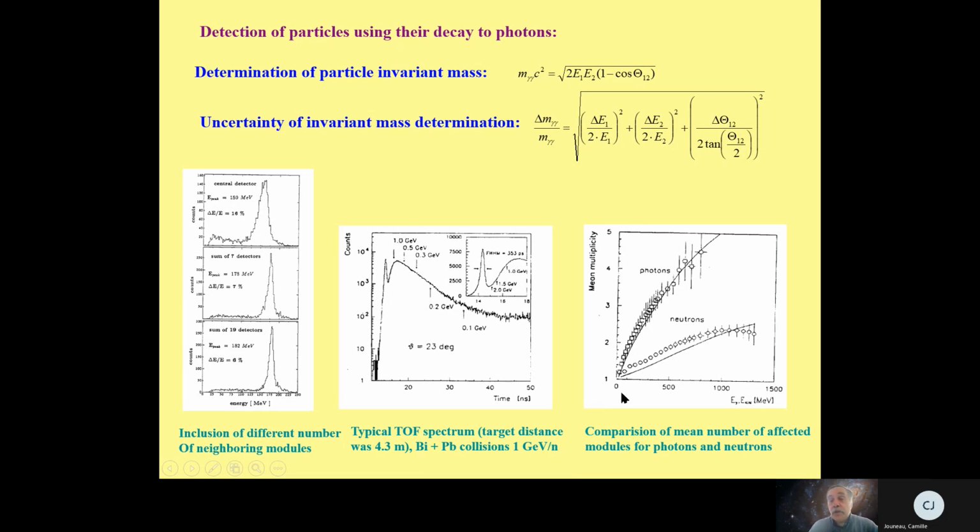Also, it's possible to distinguish these photons and neutrons from mean multiplicity, from how many modules were covered by the shower. Because the electromagnetic shower, which is produced by photons, is different from the hadronic shower, which is produced by neutrons. That means from this comparison, it's also possible to distinguish these two. Okay, fine. For today, that is all.